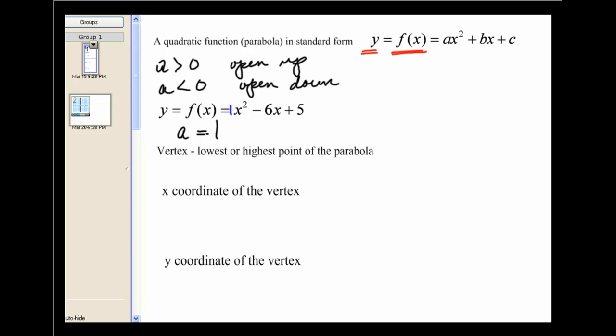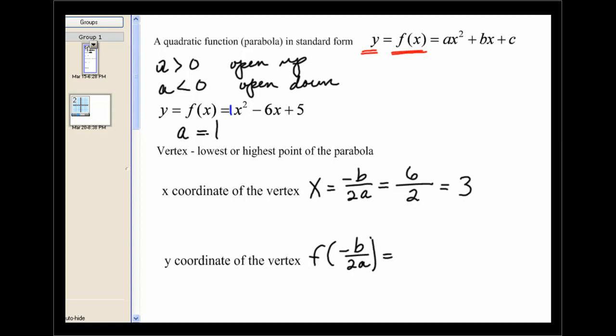The vertex is the lowest or highest point of the parabola. It's a turning point. The x-coordinate of the vertex is x equals the opposite of b over 2a. So for our example, the opposite of b will be 6 over 2 times 1, which is 2, so the x-coordinate is 3. The y-coordinate of the vertex, we're going to evaluate our function at the opposite of b over 2a, so we're going to evaluate our function at 3.